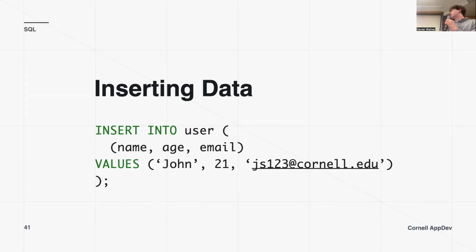We specify the columns, name, age, and email, and then we give it all the values that we'd want to put into the respective columns. So John is the name, 21 is the age, and that's the email. And that would insert all that data into the table.